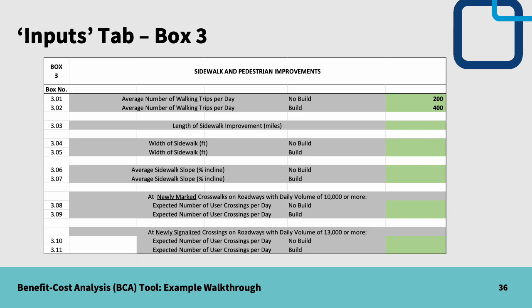Now we need the length of the sidewalk, in this case 4 miles. Note that we are calling it a sidewalk to make sure the tool calculates amenity benefits for people walking, even though we know it's actually a shared use path.